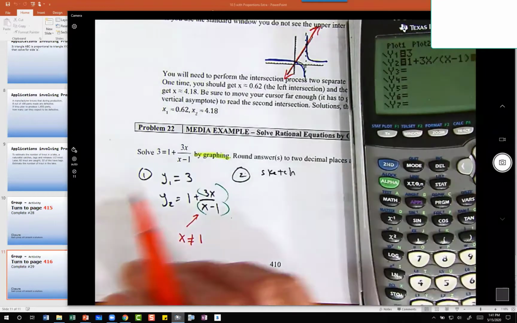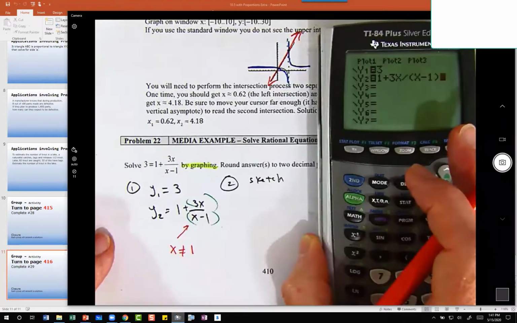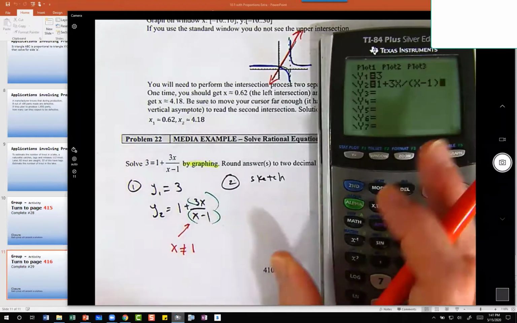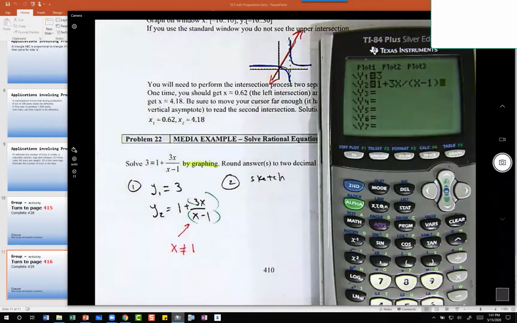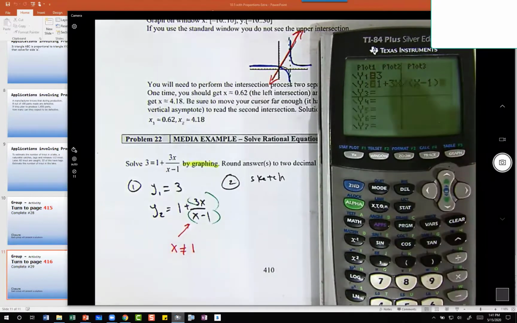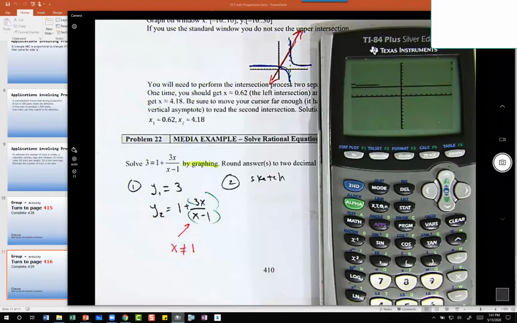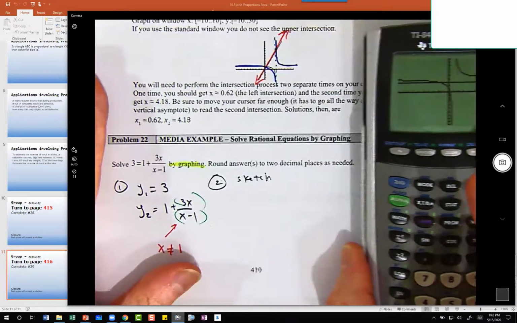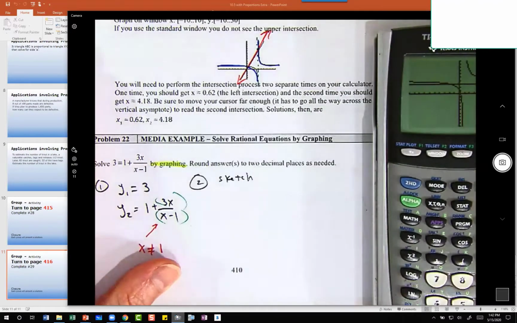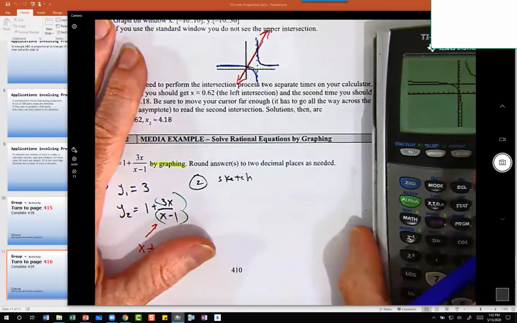Whenever you have fractions, you should type in a lot of parentheses. Parentheses for the top of the fraction and parentheses for the bottom of the fraction. And when I graph now, I'm seeing 2 different branches. Okay, so I think I'm getting closer to being able to solve this.